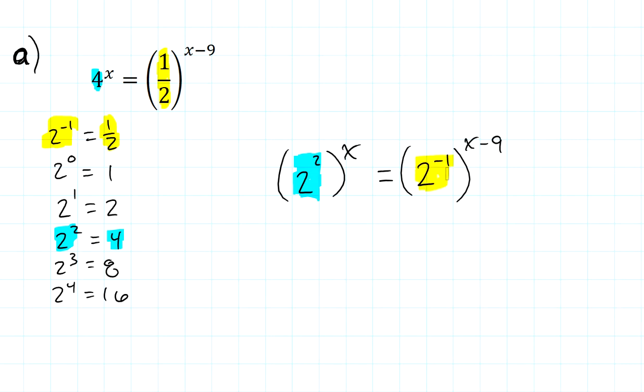Now, when you have a power raised to a power, we can go back and look at something like, if I have a to the b to the c power, laws of exponents tell us that that's the same thing as a to the b times c power, right?